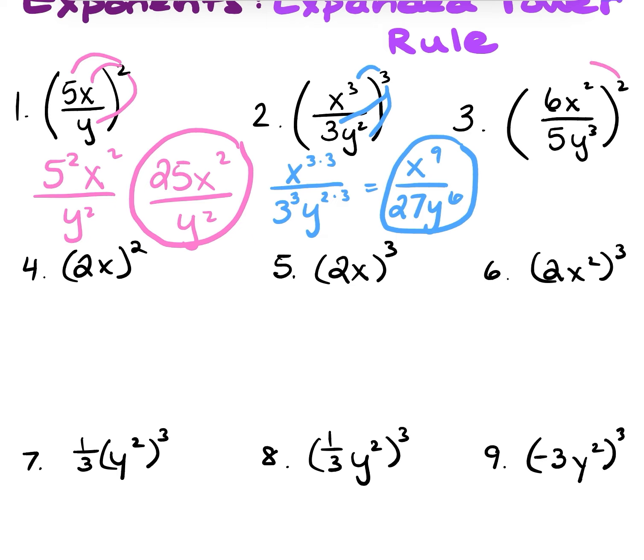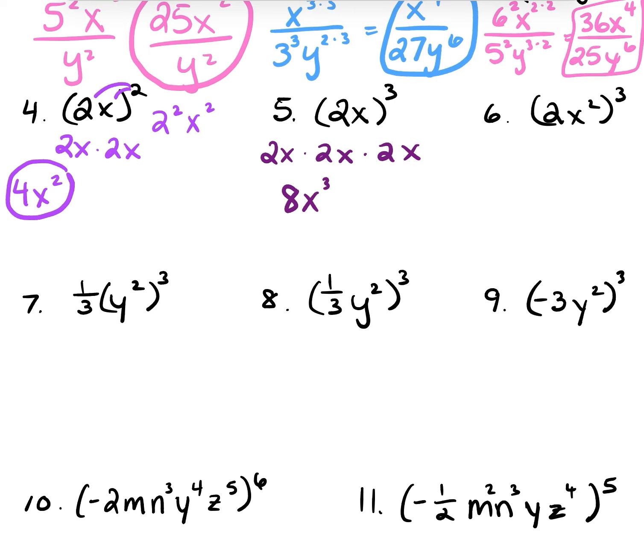So the same thing with number 5, 2x cubed, 2x to the 3rd power. I could think about expanding this so that it is 2x times 2x times 2x. 2 times 2 times 2 is 8. X times x times x is x cubed. But I don't have to write it out like that. I could just think about distributing my 3 to both pieces. 2 cubed, or 2 to the 3rd power, is 8. X to the 3rd power is x cubed.